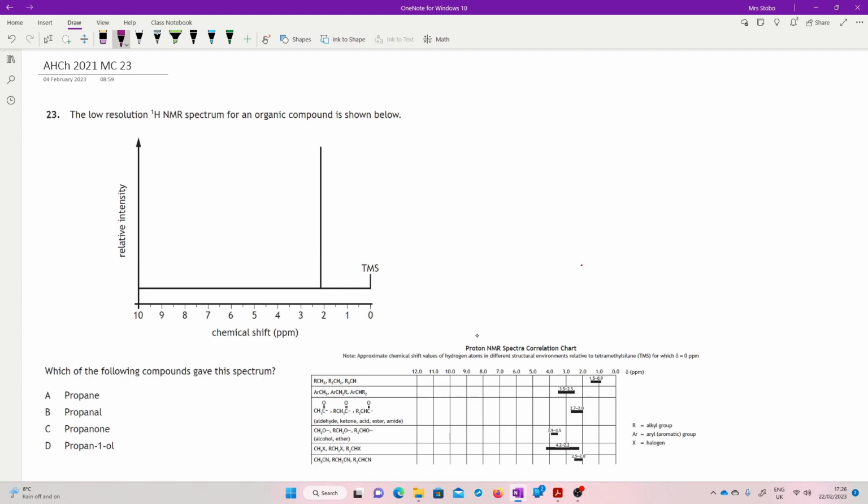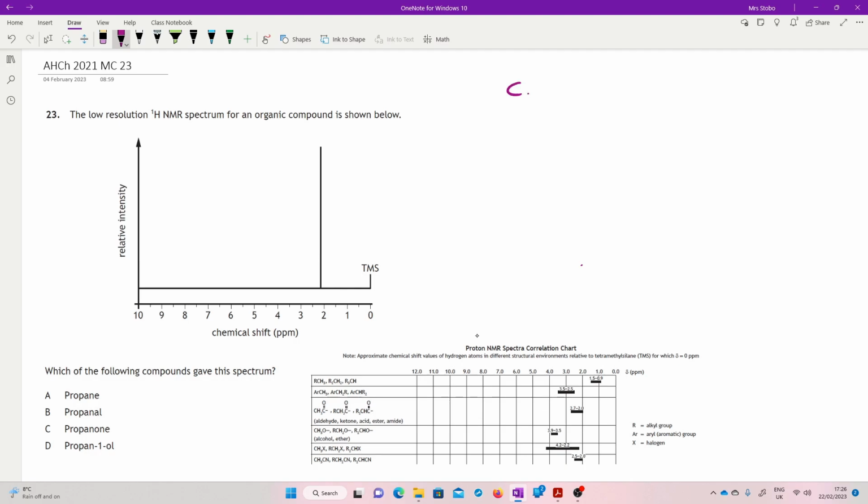Question 23. Low res proton NMR for an organic compound is shown below. Now I've pulled in a little bit of the proton NMR spectra chart from the data book, but actually you didn't really need it once you'd figured out what's going on here. We're asked which of the compounds gave the spectrum. You've got one shift. That's the most important thing for you to recognise. Only one shift means there's only one proton environment.